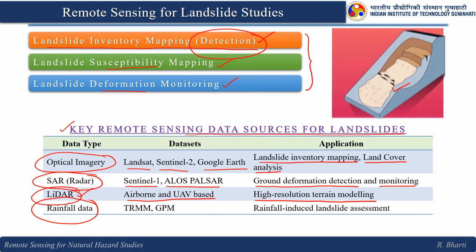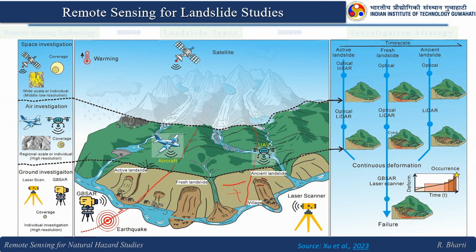Then comes the rainfall data. Here TRMM, GPM, these are important for rainfall induced landslide assessments, because sometimes the in situ information is not available. So, in such a condition, the rainfall data from TRMM or GPM will help you to analyze the area. This particular slide provides you a comprehensive understanding of the remote sensing application in landslide studies. So, let us go one by one.